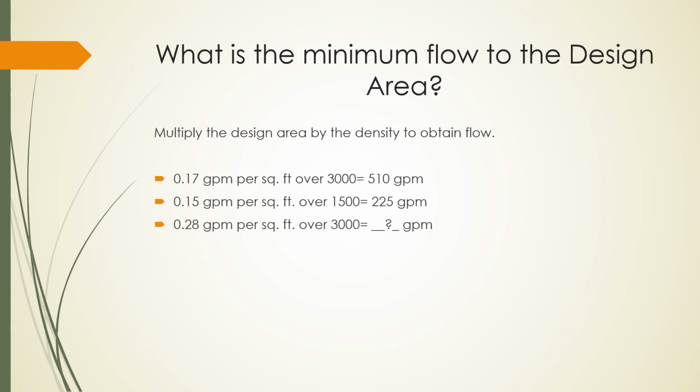So for instance, if we had a system that was 0.17 GPM per square foot over 3,000 square feet, multiply 0.17 times 3,000 to end up with 510. 0.15 over 1,500, 225. And I'll leave that to you to do the 0.28 over 3,000. So we know at a minimum when we have a 0.17 GPM per square foot system density over 3,000 square feet, we must have a flow of 510 GPM.